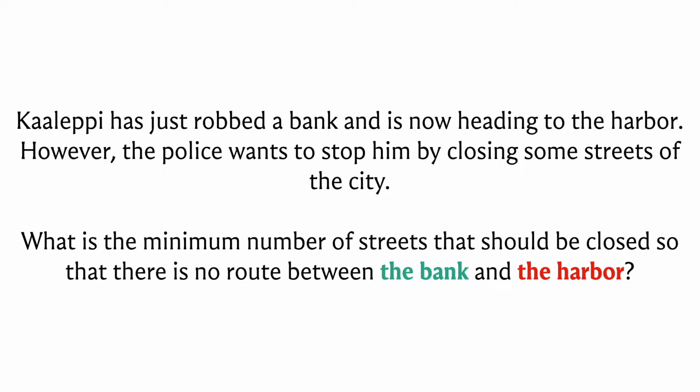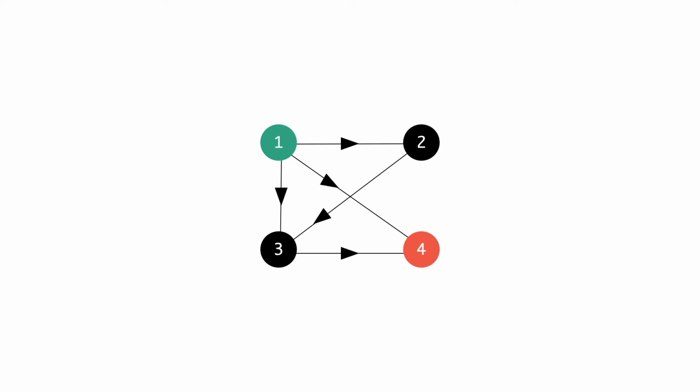Let's take a look at the example that's given as the sample input in the problem statement. So we have 4 locations. The bank is always the location with index 1, and the harbor is always the location which has index n, which is the number of vertices. In this case, n is 4. So the source and the target are shown as the green and the red vertices here. The remaining edges are as shown.